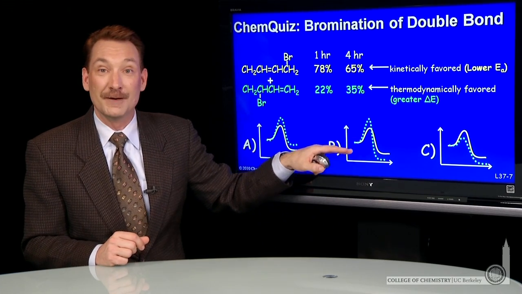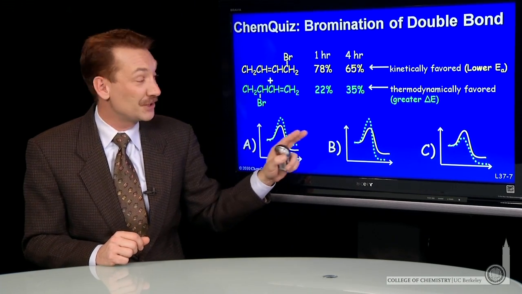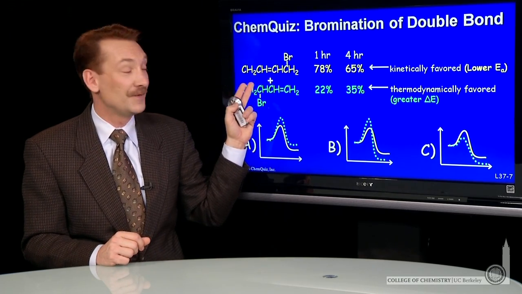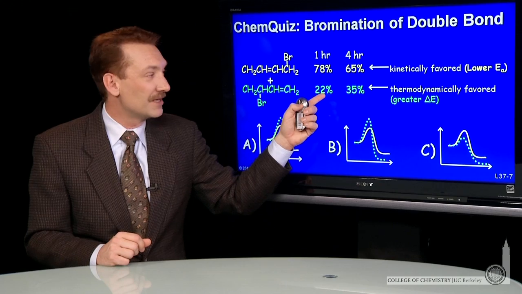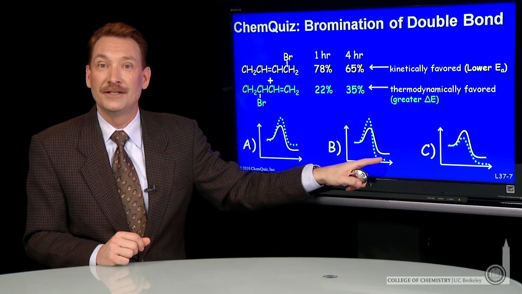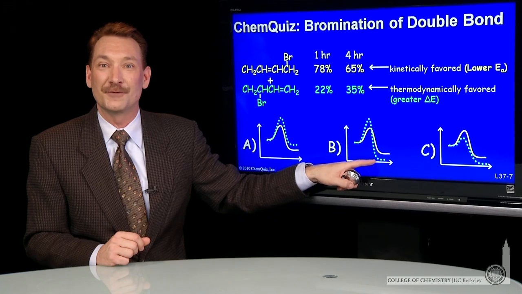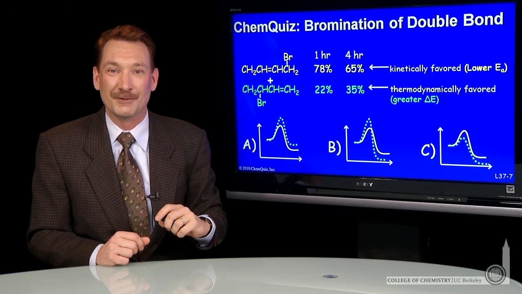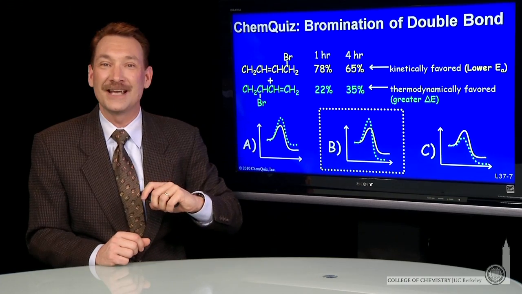than here in B. So B has the characteristics we want, a higher activation energy for the green, the 3-bromo, so it's slower to form initially, but a larger difference in energy between the products and the reactants, so it's more stable over time, more thermodynamically stable. So in this case, the correct answer is B.